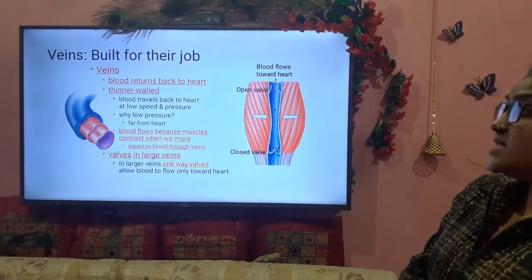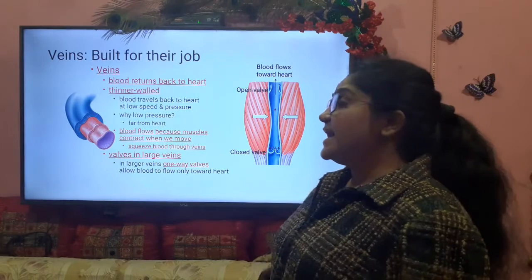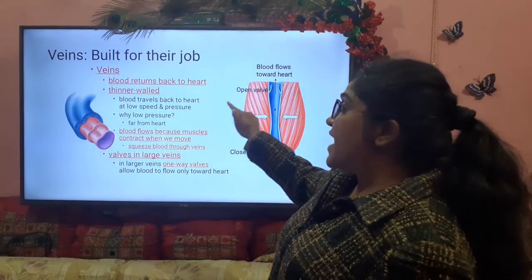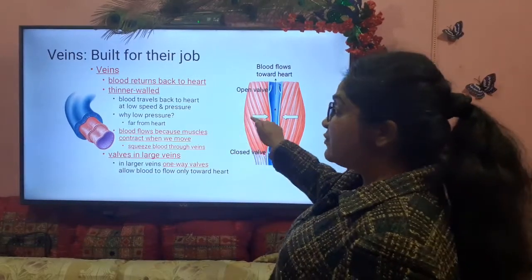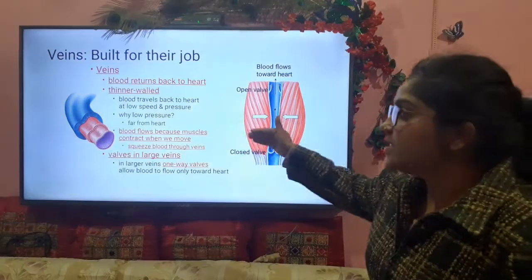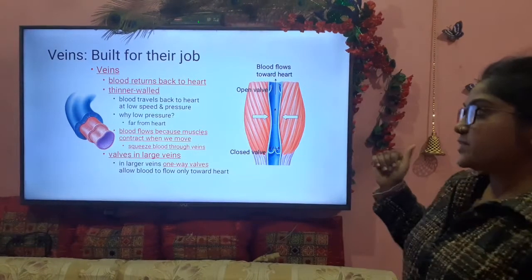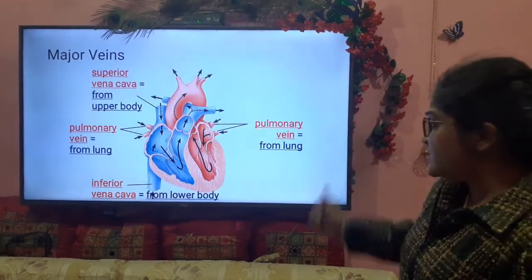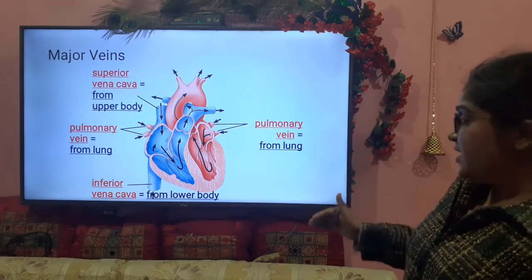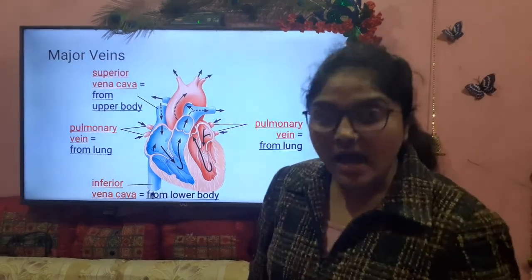Veins. In veins, blood returns back to the heart and they have thinner walls. Why are they thinner? Because blood travels back to the heart at low speed and pressure. Why low pressure? Because they are far from the heart. The pulmonary veins carry oxygenated blood from the lungs to the heart.